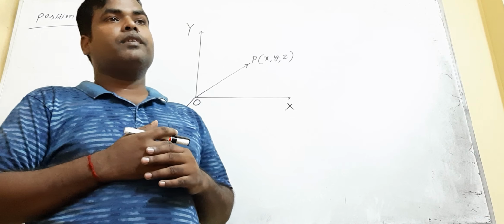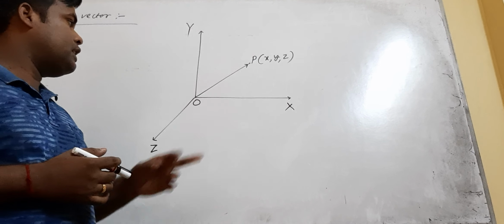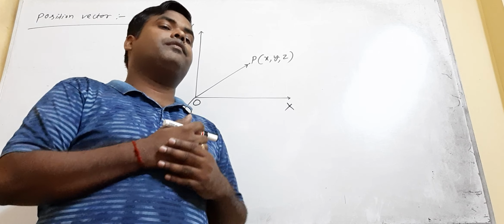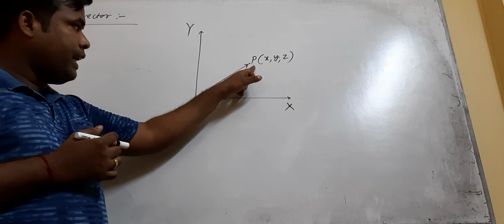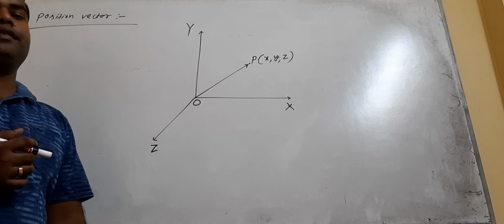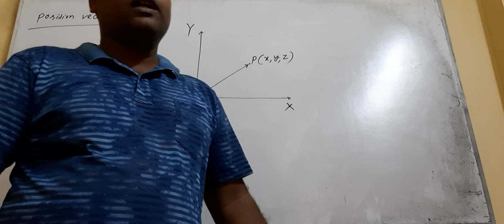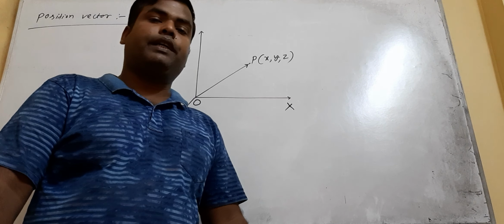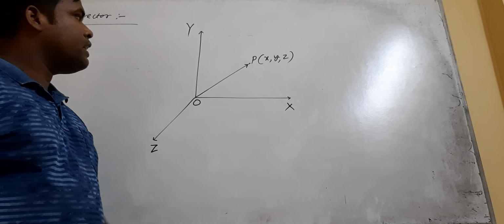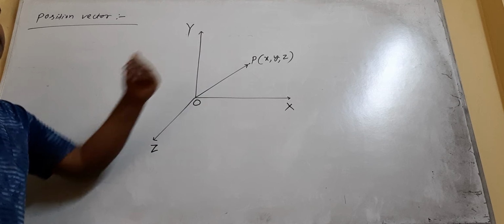You remember, the position vector of any point with respect to an origin is a vector that joins the point and the origin and is directed towards the point. So repeating again, what is position vector? The position vector of any point with respect to any origin is a vector that joins the point and the origin and is directed towards the point.